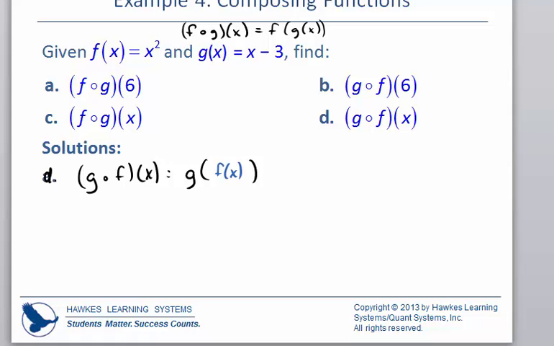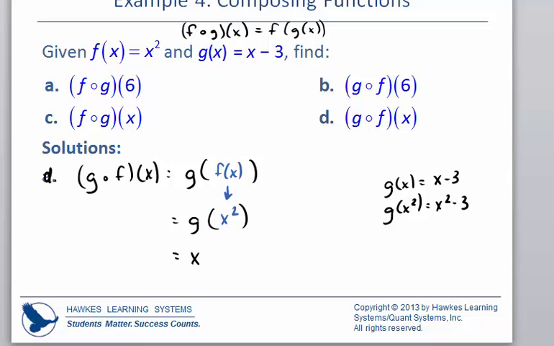Again, two substitutions. So I need something that f of x is equivalent to. F of x is equivalent to x squared. So now I'm looking for g of x squared. Well, g of x is x minus 3. So g of x squared would mean I put an x squared wherever there's an x. And so we would end up with x squared minus 3.